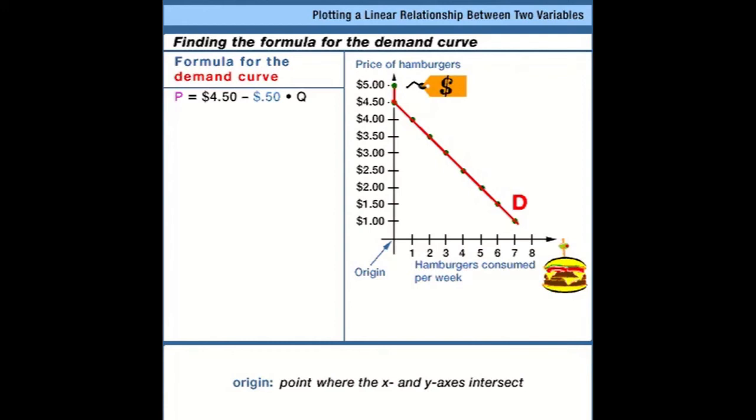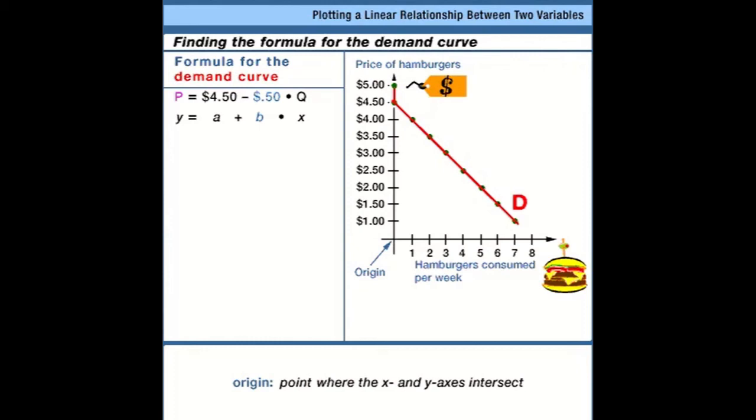Now, if that takes you by surprise, remember from your algebra class that if we have a variable that's measured on the y-axis and another one that's measured on the x-axis, the formula for any straight line is equal to this. The y-axis variable is equal to a plus b times x, where y is the variable that we're measuring here, in this case, price. X is the variable that we're measuring here, in this case, quantity.